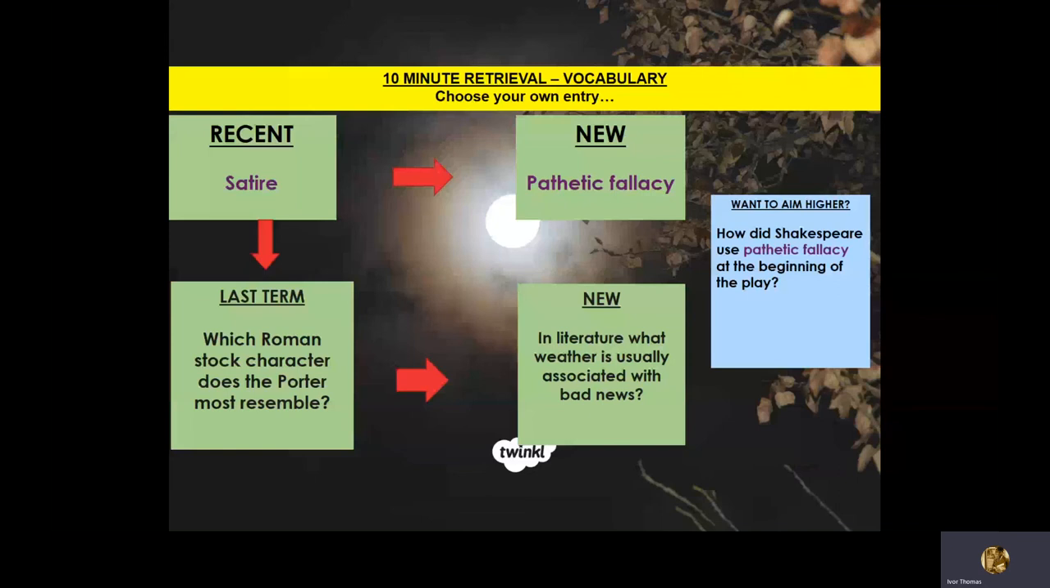So, what weather's usually associated with bad feelings, bad news? Someone's lost a loved one, or they've had some trauma. What weather's usually associated with that? And how does Shakespeare use pathetic fallacy at the beginning of the play? If you've forgotten what the weather was like at the beginning of the play when you saw the witches, Google it.